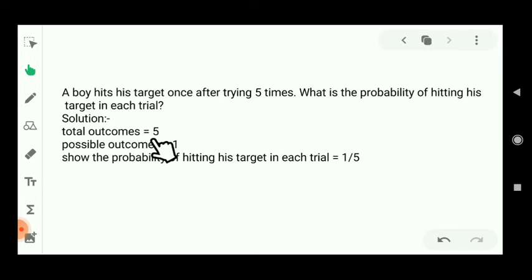Total outcomes will be 5 because he tried 5 times. And what will be the possible outcome? It will be 1 because we have to find out the probability of hitting his target in each trial. That means only in one trial. So possible outcomes will be 1. And as you know, the probability formula is possible outcomes upon total outcomes. So the probability of hitting his target in each trial will be 1 upon 5. That means option number B will be right.